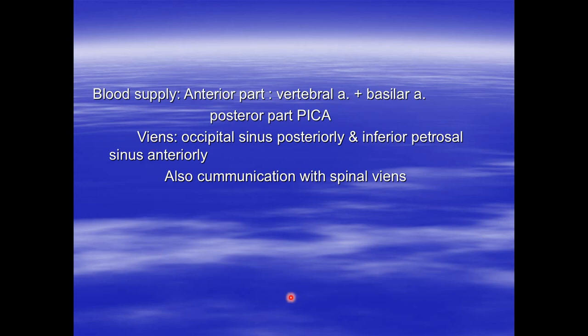The blood supply of the medulla oblongata: the anterior part is from the vertebral artery and the basilar artery, and the posterior part is from the posterior inferior cerebellar artery, or the PICA, while the veins drain to the occipital sinus posteriorly and inferiorly and the petrosal sinus anteriorly. Also, there is communication with the spinal veins draining into the spinal venous plexus.